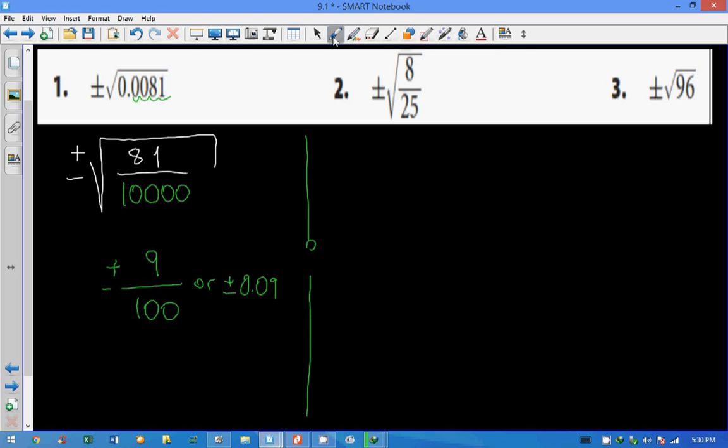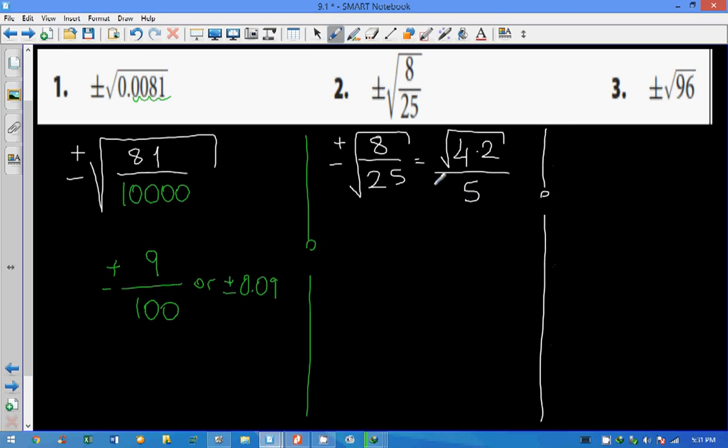How do you solve the next problem? Plus minus root 8 over 25. So how do you write root 8? Which is root 4 times root 2. And root 25 is 5. So root 4 can be written as 2, and times root 2 is 2 root 2 over 5.